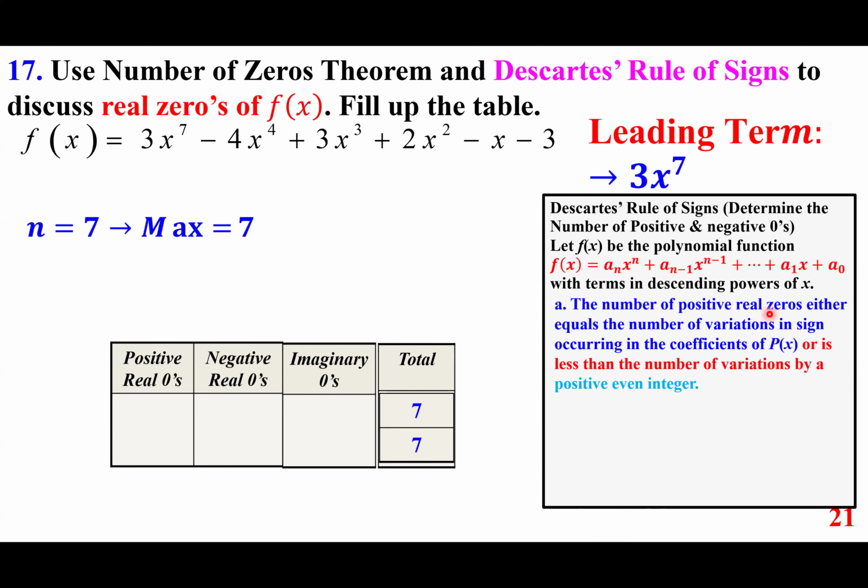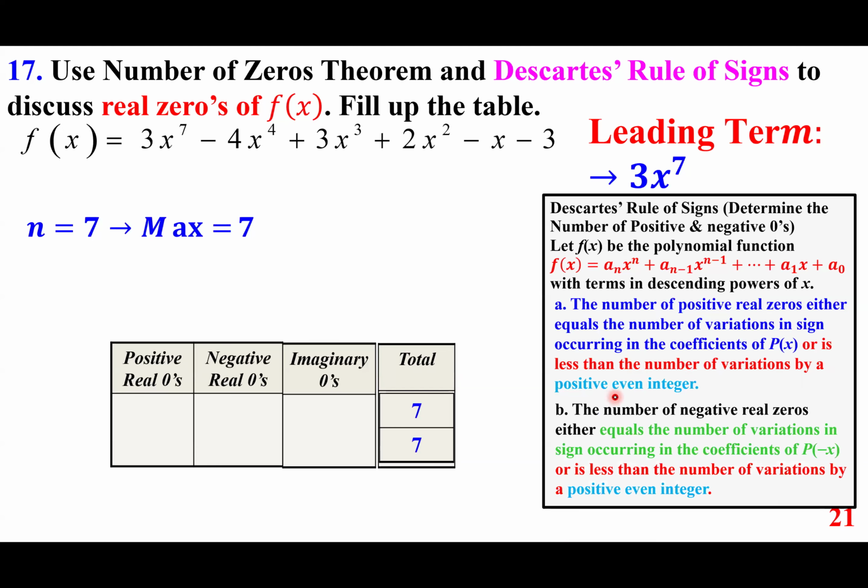The number of positive real zeros either equals the number of variations in sign occurring in the coefficients of p of x, or is less than the number of variations by a positive even integer. The number of negative real zeros either equals the number of variations in sign occurring in the coefficients of p of minus x, or f of minus x, or is less than the number of variations by a positive even integer. What do we mean by that? Let's pay attention to the concept.